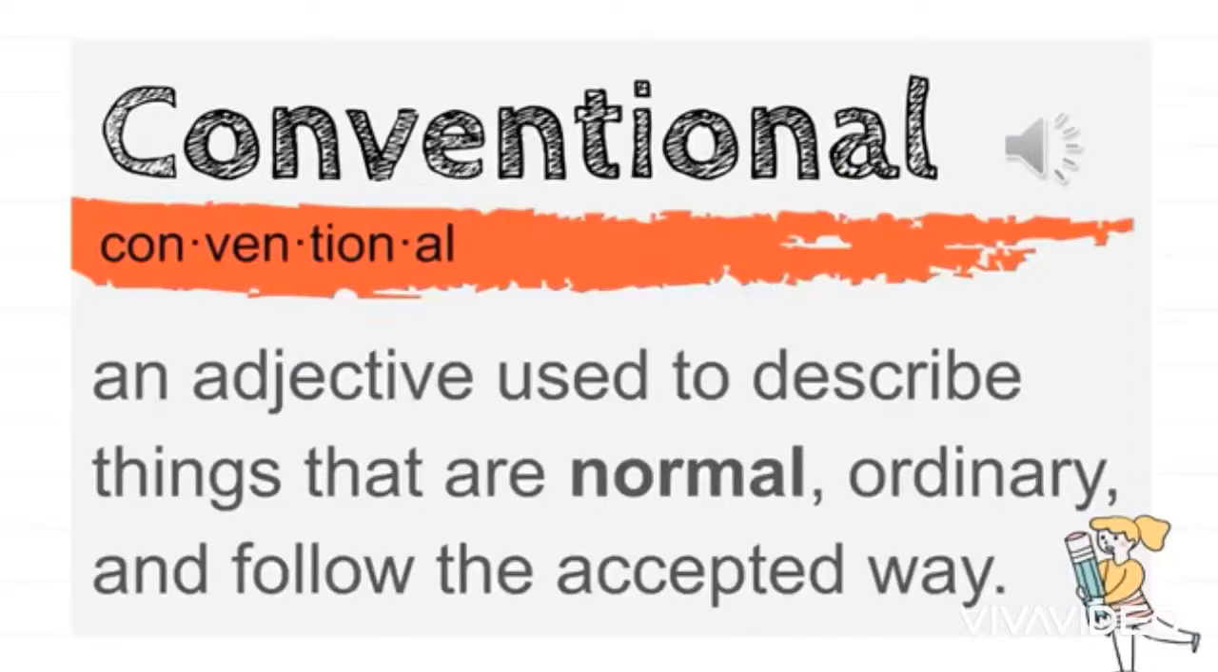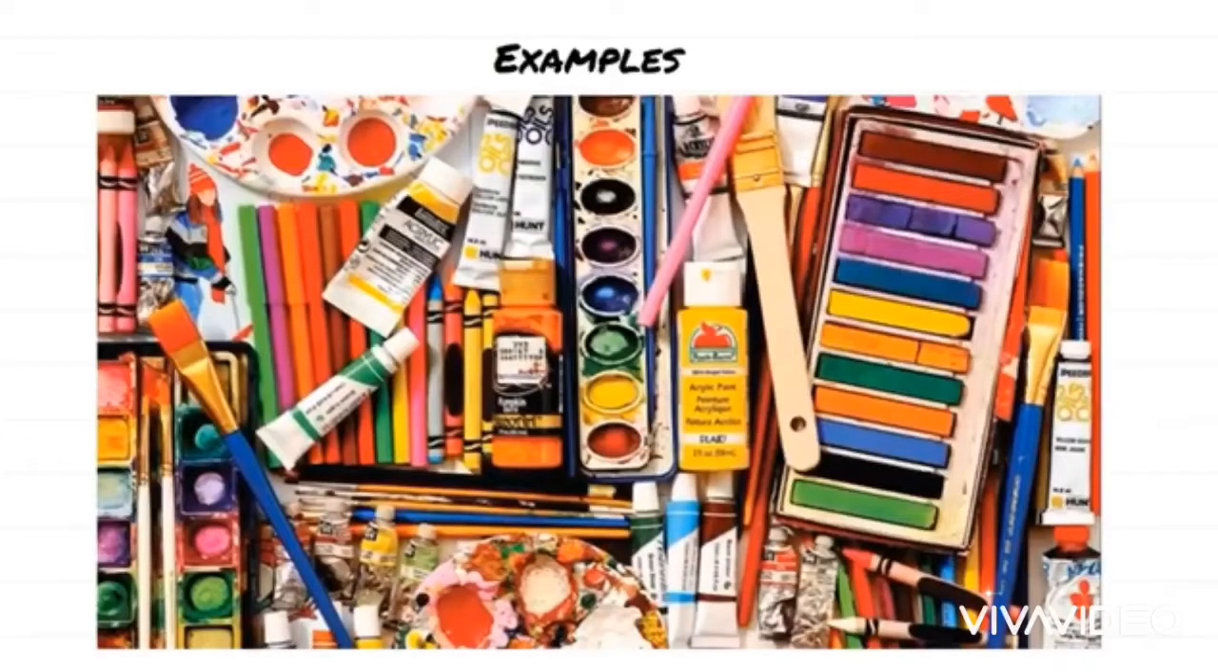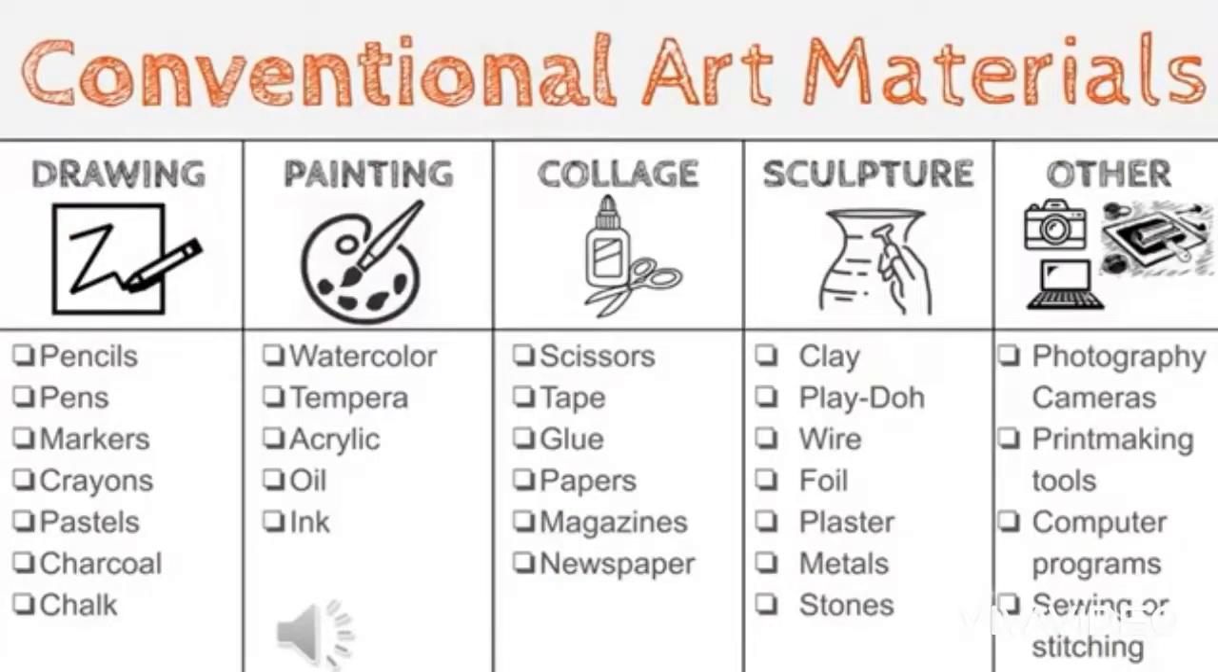Conventional, an adjective used to describe things that are normal, ordinary, and follow the accepted way. Conventional art materials might be supplies you would find in the art room, materials that are traditionally used by artists such as pencils, paint, paper, glue, and clay would all be considered conventional. What are some other conventional art materials you can think of?